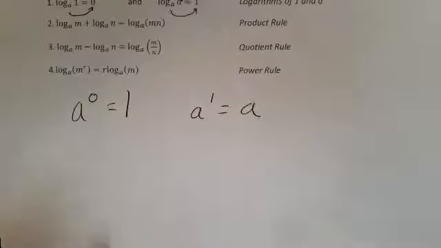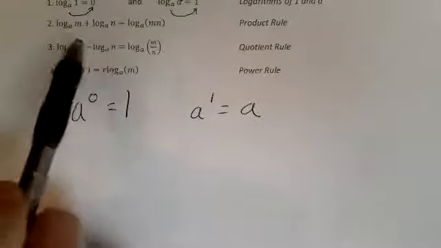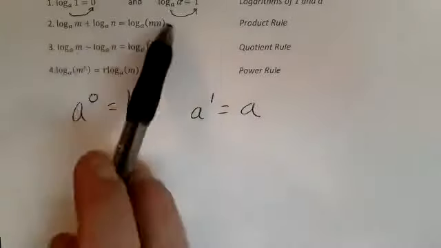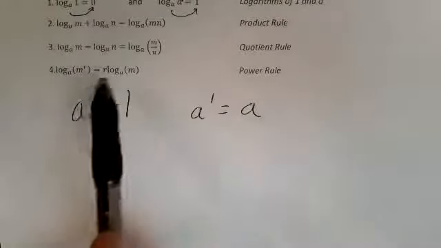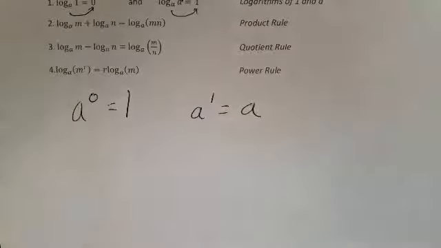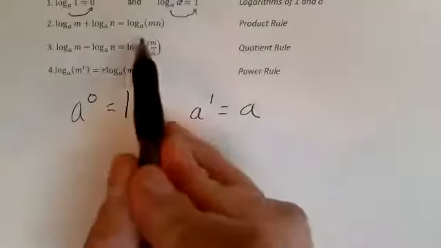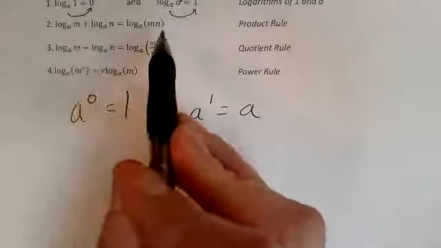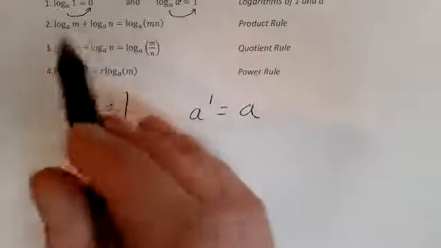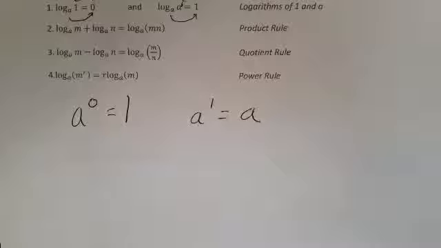Okay, so for 2, 3, and 4, I think you can probably see the rule that they're going to be sort of analogous to. This one has addition and multiplication. This one has division and subtraction. This one is kind of like that exponents to exponents thing. And so maybe think about this a little bit. We're going to go both ways with this equal sign. We're going to take 2 logs and combine them into 1, and we're going to take 1 log and distribute it into multiple terms. I want to give you a little insight into how I might solve these things.